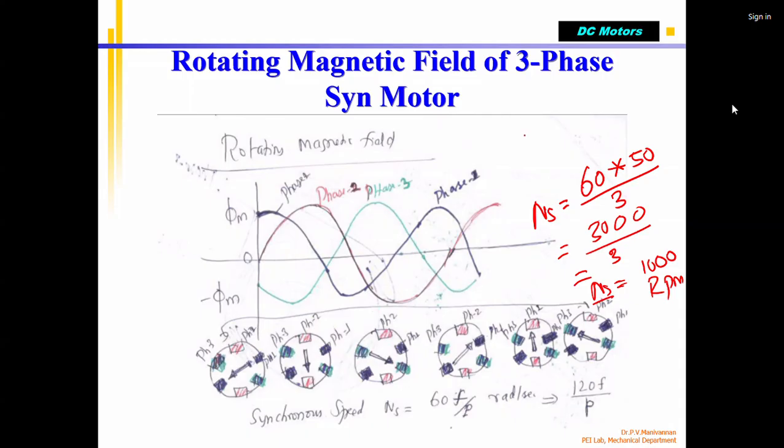Instead of that, I can say that NS equal to 120 multiplied by 50 divided by 6, because I am talking in terms of the number of poles. The number of poles is 6: 1, 2, 3, 4, 5, 6. Again, this is also going to yield only 1000 RPM. So the synchronous speed of the rotating magnetic field can be computed with this formula.